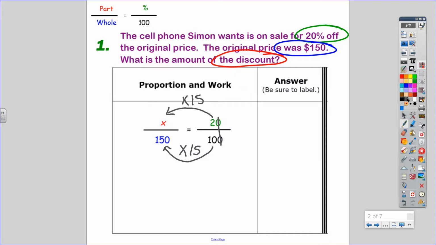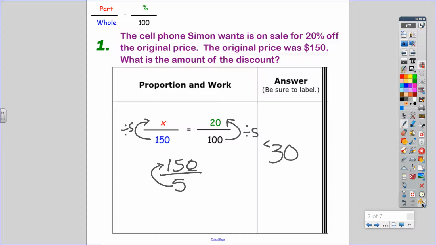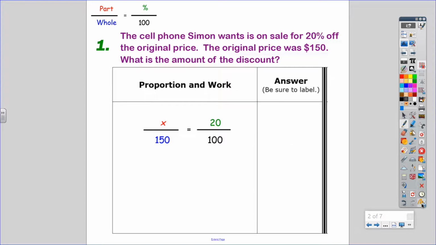And 2 times 15 would be $30. $30 discount off $150 price, 20% off. Or maybe you see it in this direction. 100 goes to 20, divide by 5. So you would take 150 divided by 5. 5 goes into 15 3 times, and then I got the 0, so that would also give you $30. Either way you go, it's whatever your brain sees is fine, as long as you get the right answer, right?